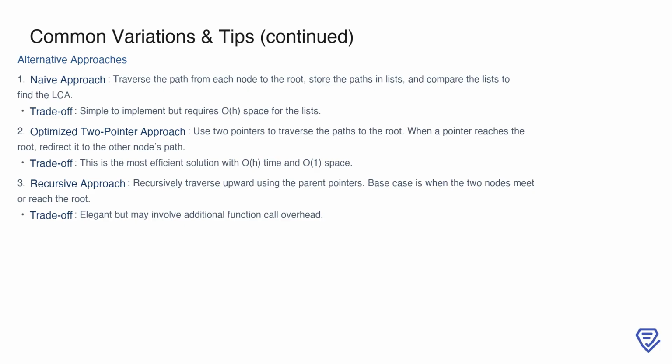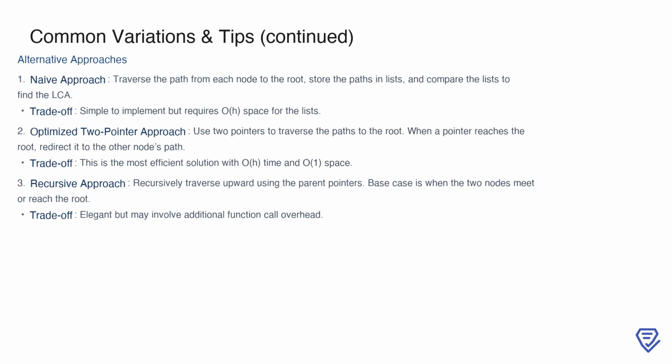A more optimized solution is the two-pointer approach. By using two pointers to traverse the paths to the root, and redirecting each pointer to the other node's path when it reaches the root, you can reduce the time complexity to O(H) and space complexity to O(1). This makes it the most efficient solution.